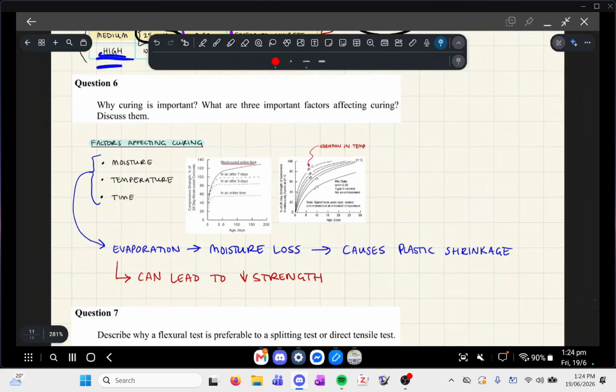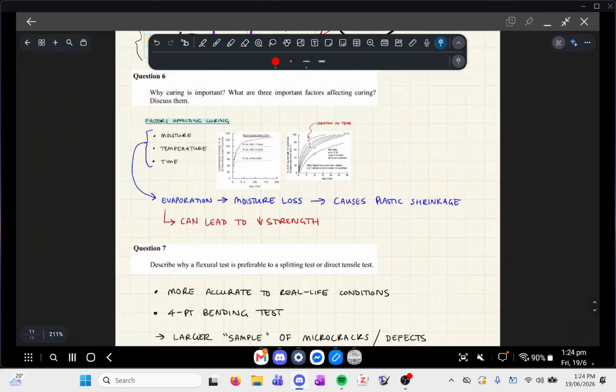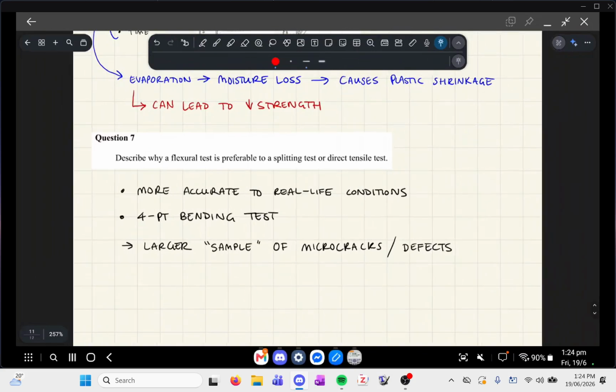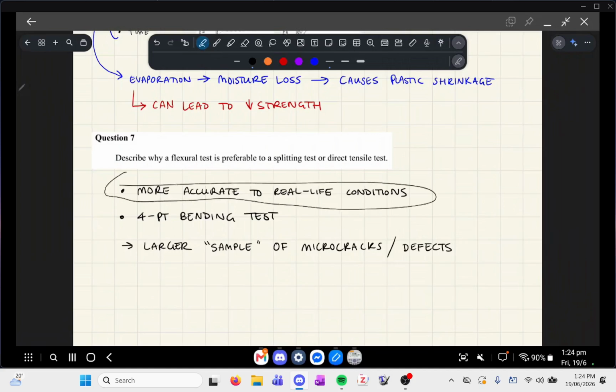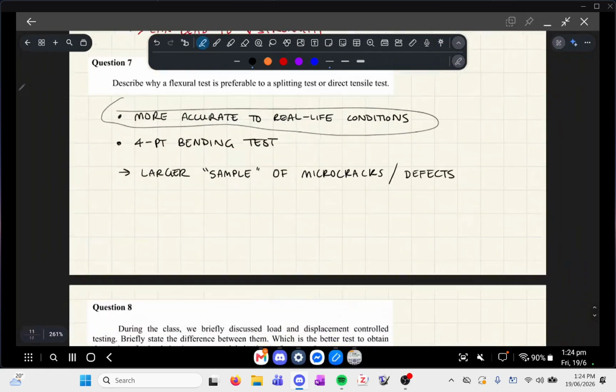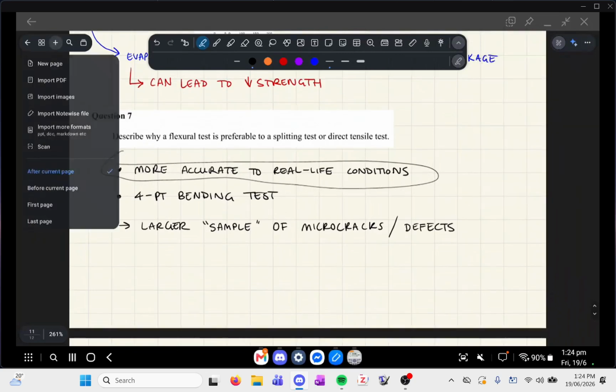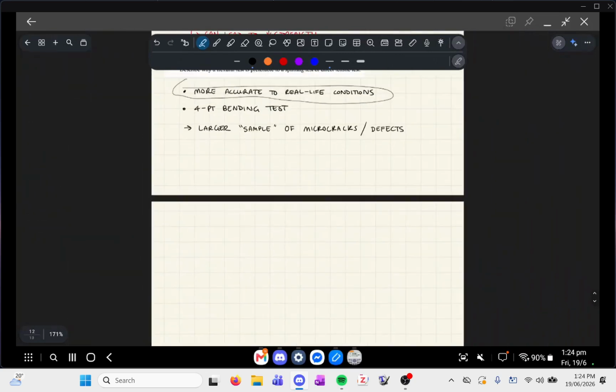So remember, this is all last week's stuff to do with concrete placement and things like that. Okay, question 7. Why is a flexural test more preferable to a splitting test or direct tensile test? Okay, so it's more accurate to real life conditions, and I would like to elaborate on this a bit more than what I was talking about last time.